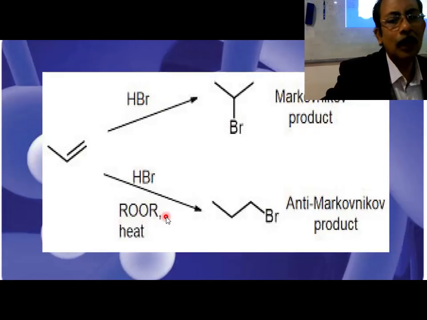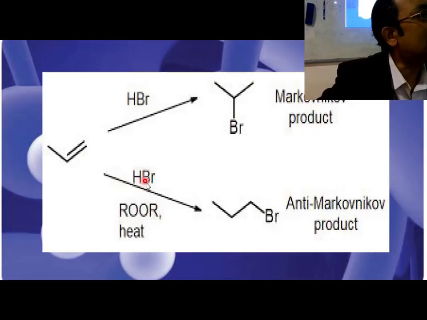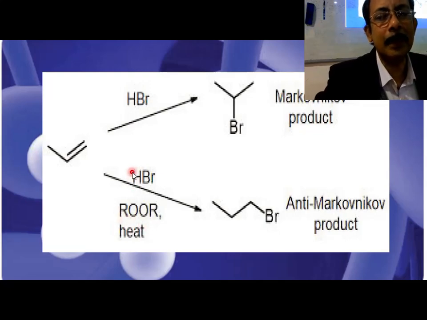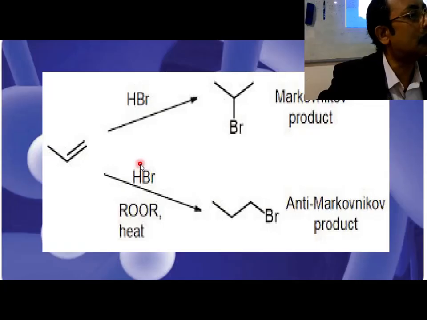Now this RO dot can abstract one hydrogen, because here you cannot show Br dot plus H dot, because H dot has no stability. Br dot may be produced, but not H dot. That's why you cannot show H dot and Br dot happening. So how is it happening? First RO dot is formed, which is the radical initiator. After that, it abstracts one hydrogen from HBr, producing ROH and Br dot. So you are getting Br dot now.